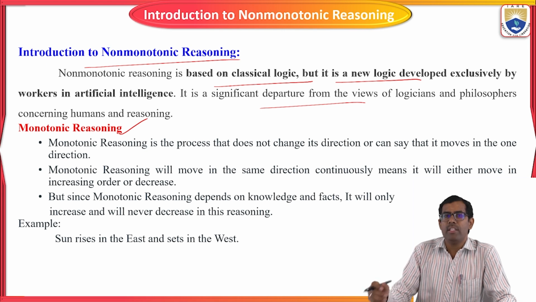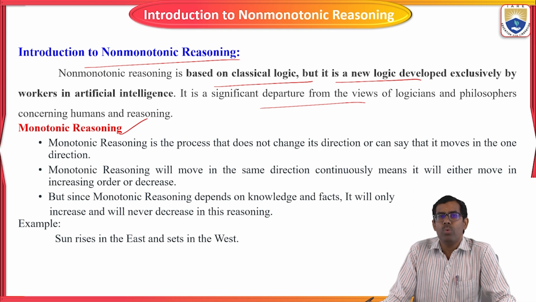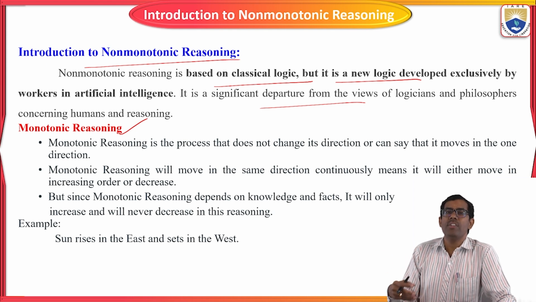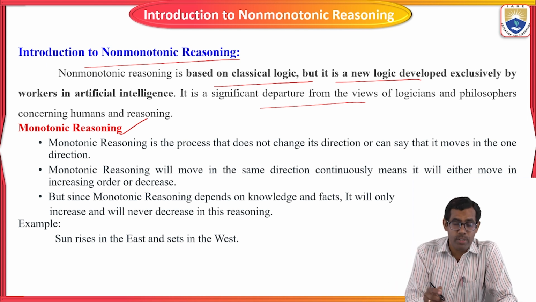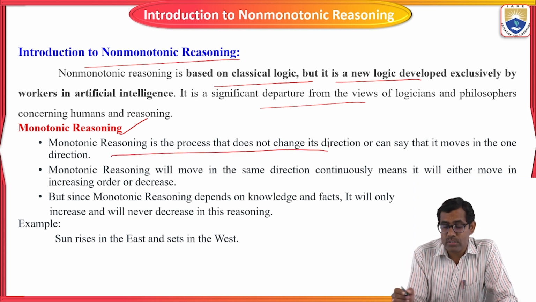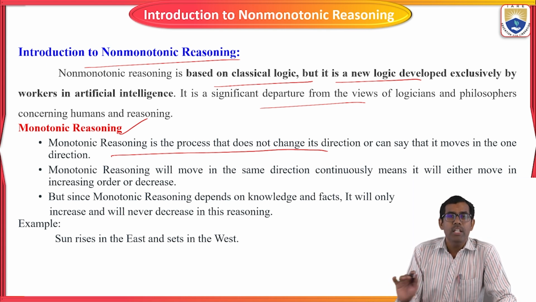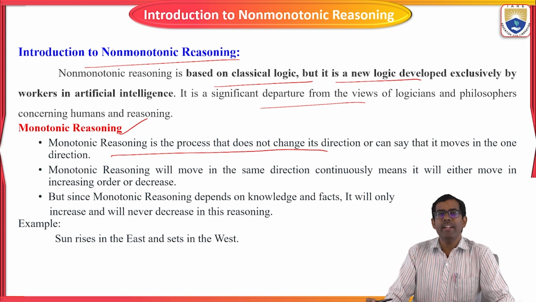For example, the weather changes day by day. Today is somewhat cold, tomorrow somewhat warm, the day after tomorrow somewhat hot. Like this, the weather continuously changes and we can't predict it. Monotonic reasoning is a process that does not change its direction. Oh, sorry, monotonic means it does not change. It is a constant.